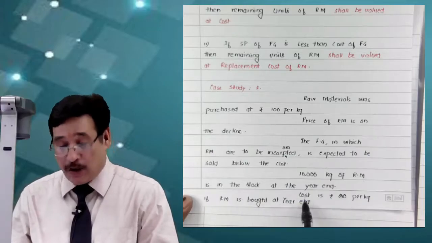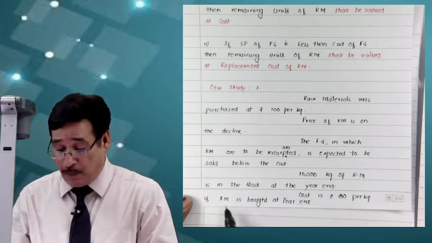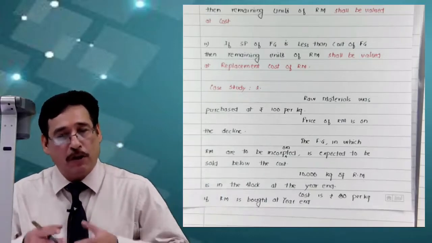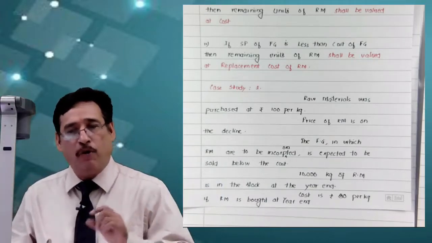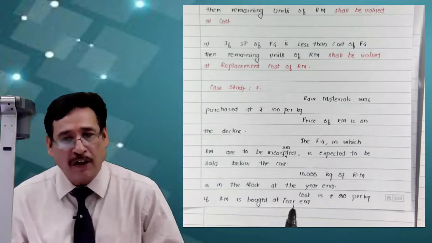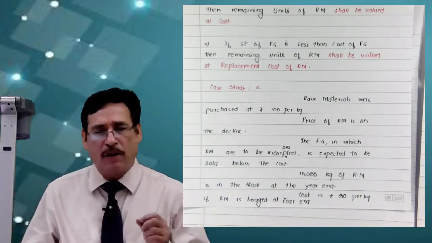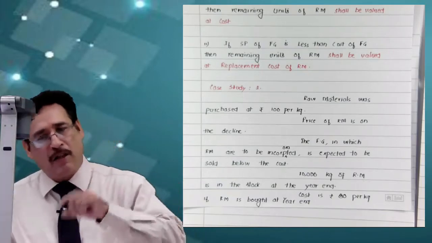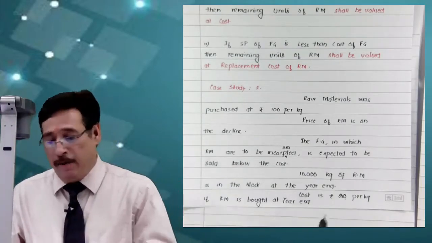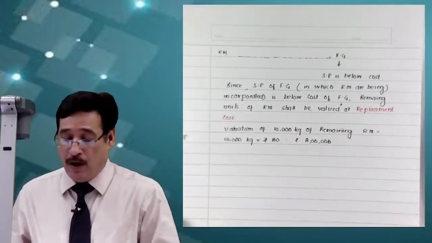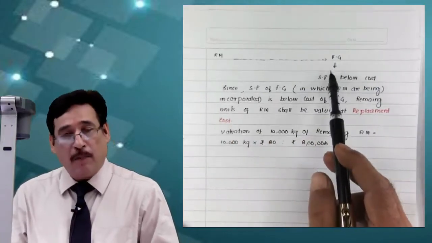And it is also given that cost is 80 per kg if raw material is bought today. If I am going to buy the raw material today, instead of 100, I am going to incur only rupees 80. In fact, this is nothing but the replacement cost, correct? Replacement cost means the cost which you would incur in buying the same thing today, correct?